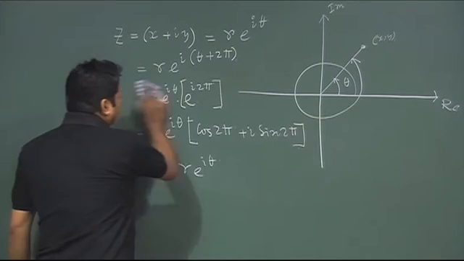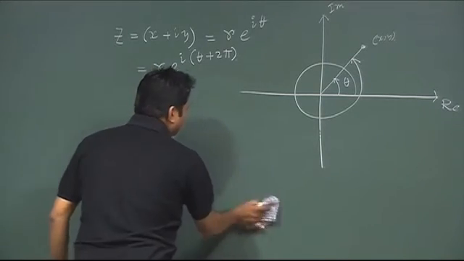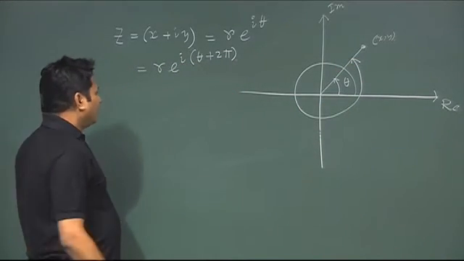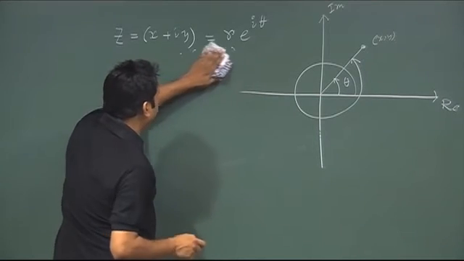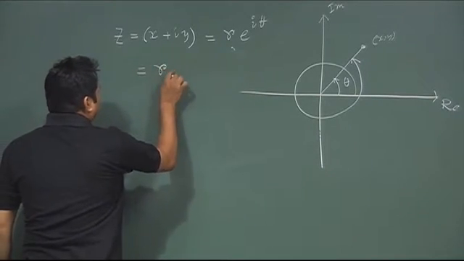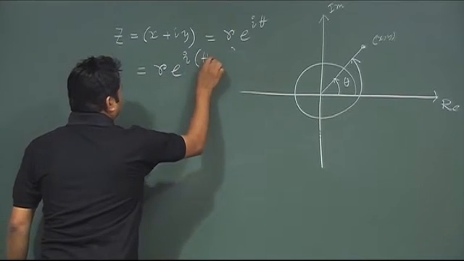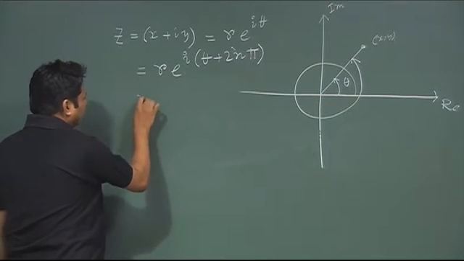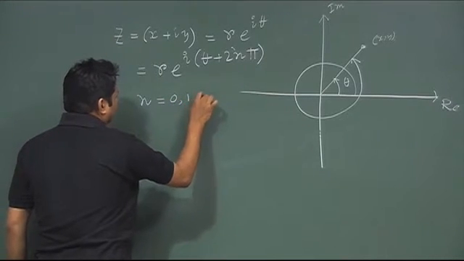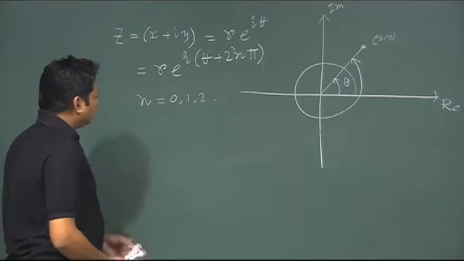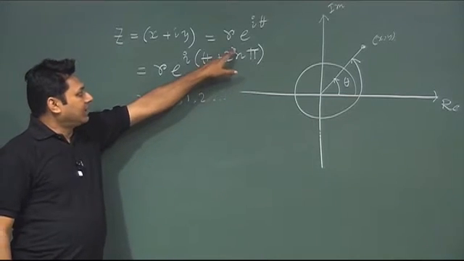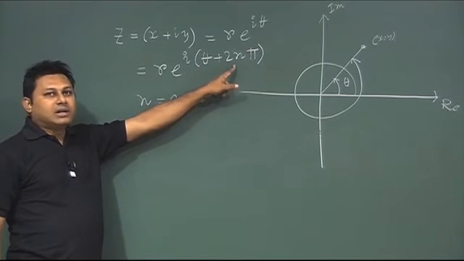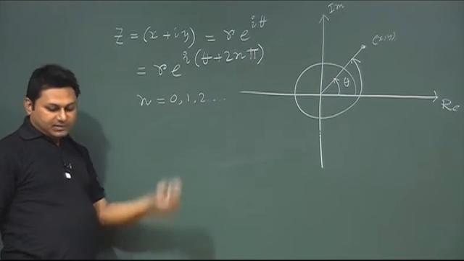This will be true, by the way, for another round also. This is one round, if I take another round, then still it is true, and so on. So, in general this equation should be represented as r e to the power of i (theta plus 2 n pi), where n is 0, 1, 2, and so on. So that means this theta is not unique. If I add something, then I will get the same value.